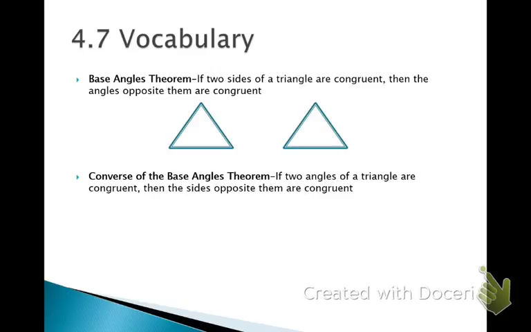Converse: the converse of that says if the opposite angles are congruent, then the opposite sides are congruent. So you would write that as opposite angles congruent, comma, opposite sides congruent. Converse of the base angles theorem. Any questions?